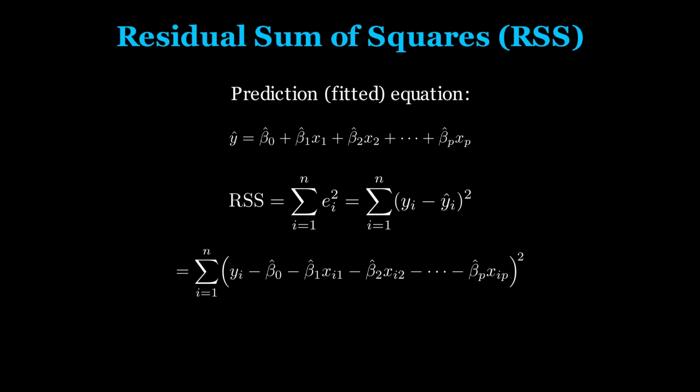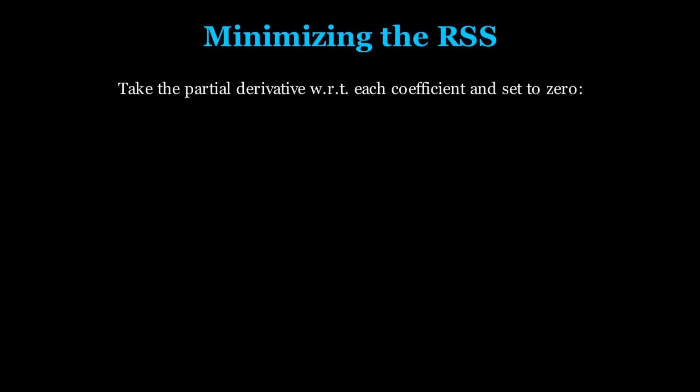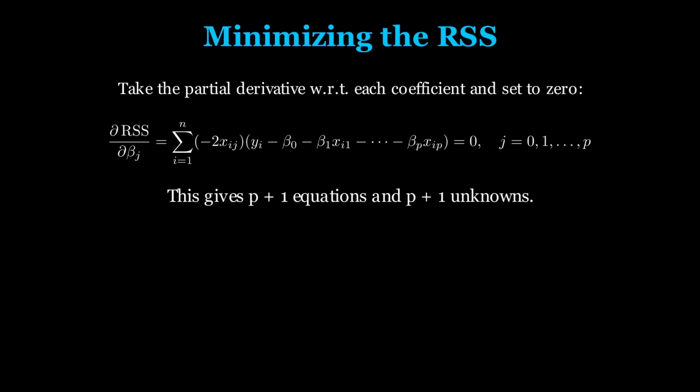Expanding the squared term, each residual is yi minus the full linear combination of predictors evaluated at observation i. To minimize the RSS, we take the partial derivative with respect to each beta j and set it to 0. This produces p plus 1 equations with p plus 1 unknowns, one for each coefficient, including the intercept. As with simple linear regression, knowing how to solve these equations is not required for the exam. In practice, statistical software handles this automatically.